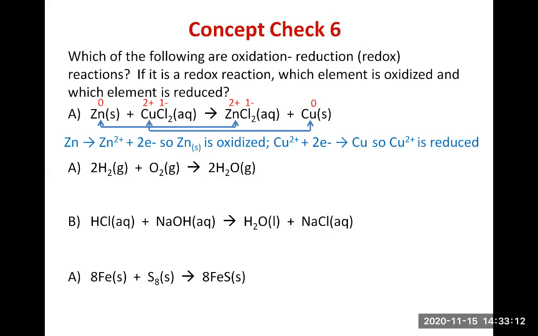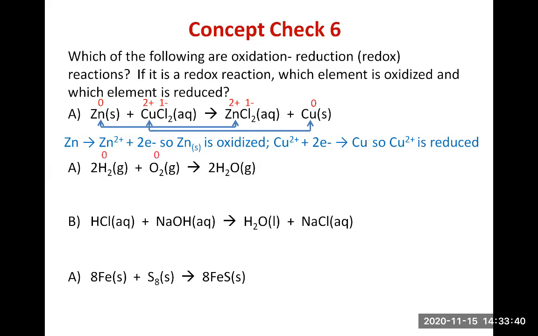Notice that when we are deciding which element is oxidized and which element is reduced, it's always the two reactants that you need to specify. You cannot say that about the product, right? Because it's what they become after they have been oxidized and reduced. That's what the products are. So let's look at example B.